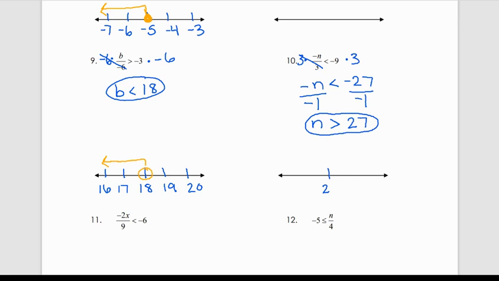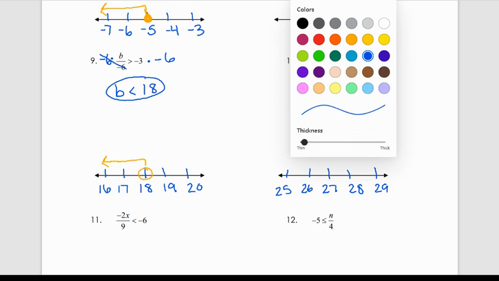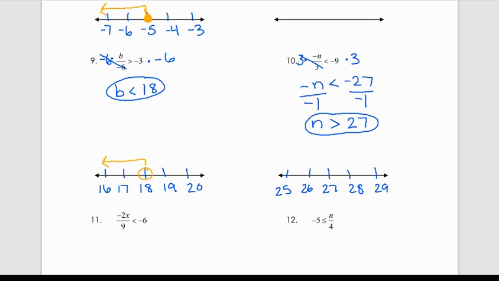So now my number line will have 27, 28, and 29, and then 26 and 25. Open circle, and I'm greater than, so we're going to the right. Does anybody have any questions so far?